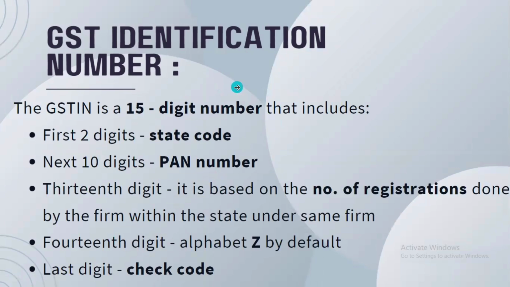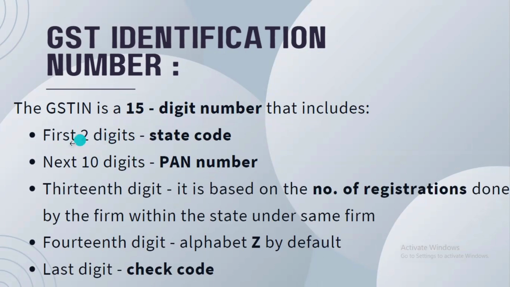Coming to the GST identification number. On registration on the common portal, nothing but a website, each taxpayer will receive a 15-character alphanumeric, PAN-based unique goods and service tax identification number. Everyone who registers under GST receives a GSTN number, a 15-digit number.